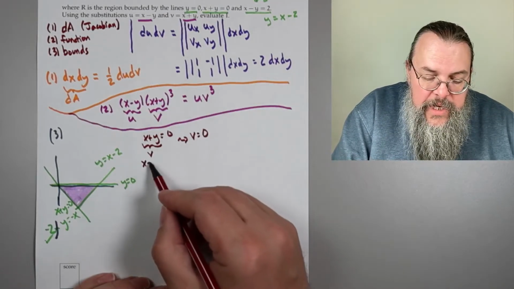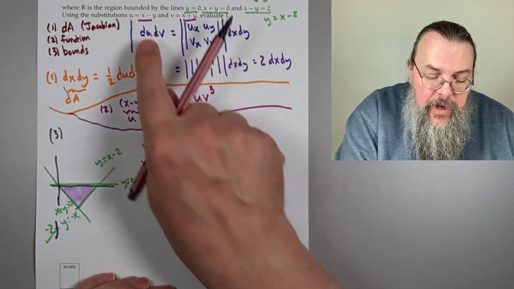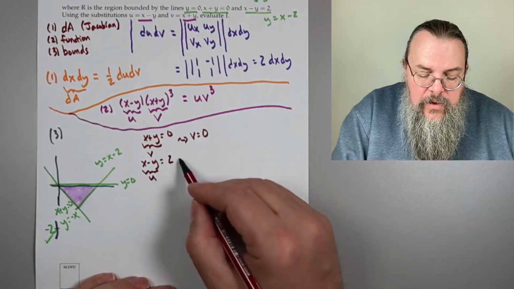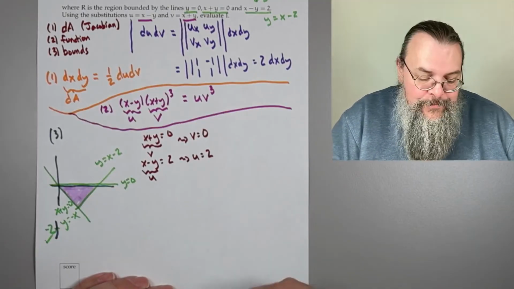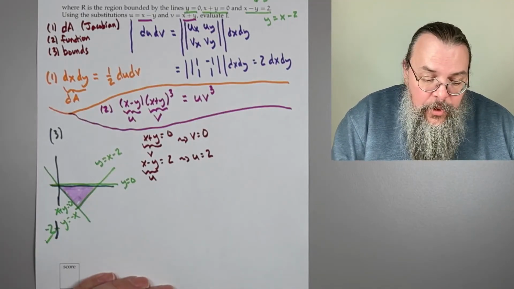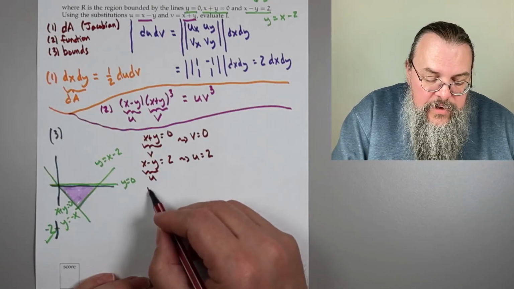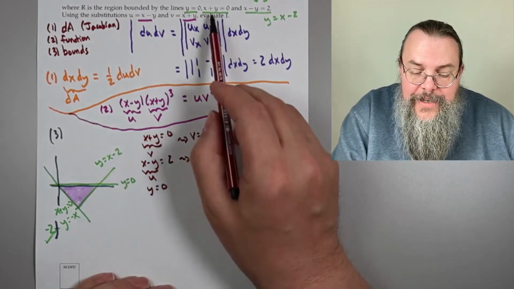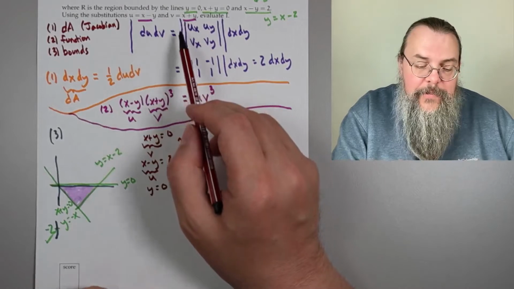This x minus y equals 2. Again, x minus y has a name. That's called u. So we say, that's u equals 2. Great. And then there's one more curve, and that's y equals 0. And now we're like, there's not a nice thing for y, right? Because it's x minus y or x plus y.